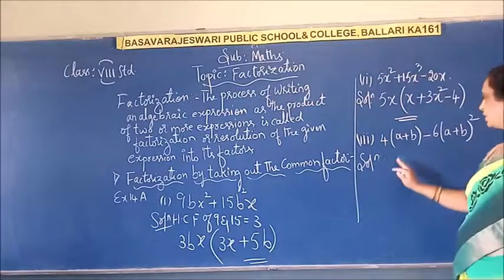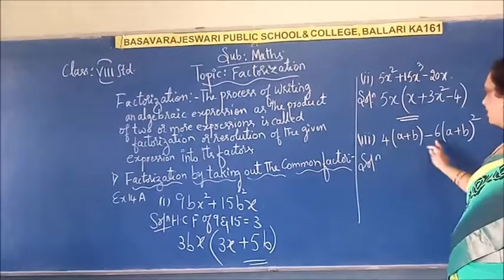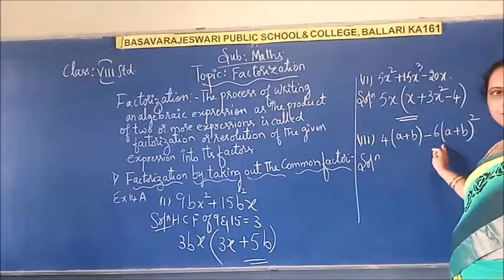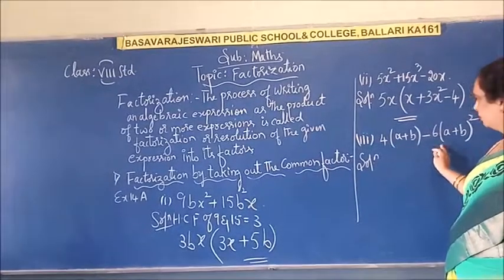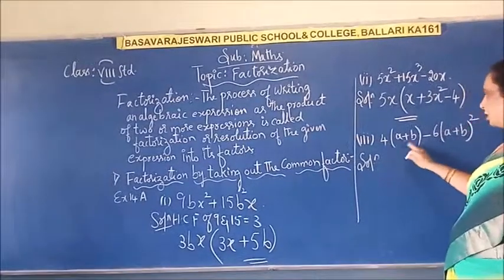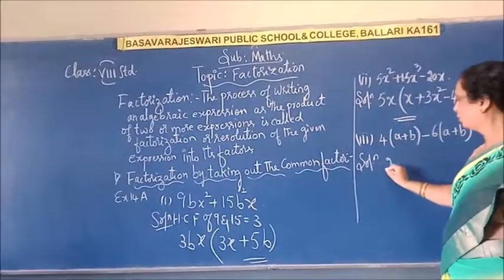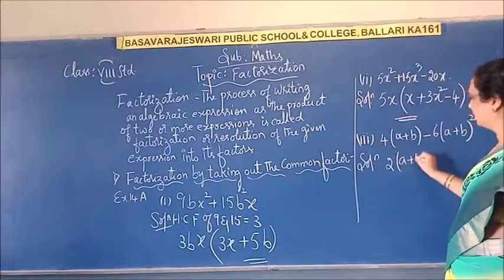Look at this expression. First find the HCF of 4 and 6. HCF of 4 and 6 is 2. Okay, so A plus B is common here. So 2 into (A plus B) is common.